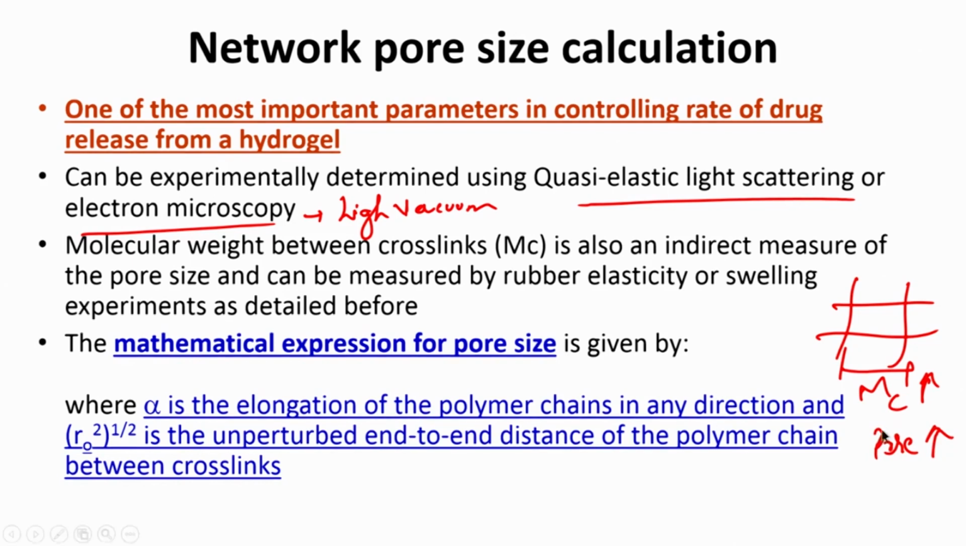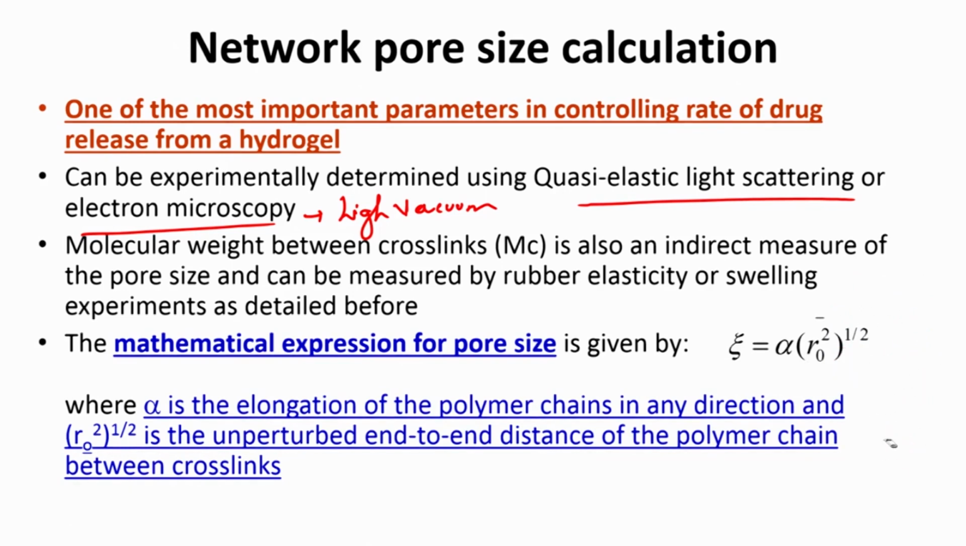So the mathematical expression of the pore size is then given by nothing but the elongation of the chain itself, multiplied by the square root of R naught squared. So basically the root mean square, which is the unperturbed end to end distance between the polymer chains. Essentially this is MC itself, but defined in some other way so that it is always positive.